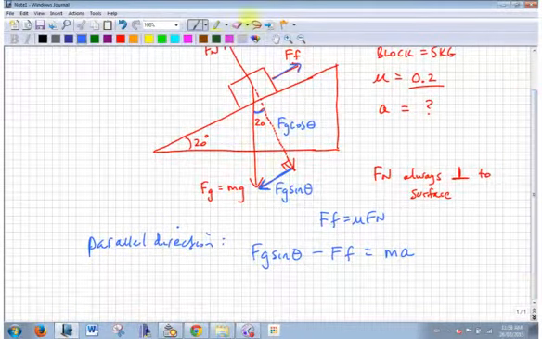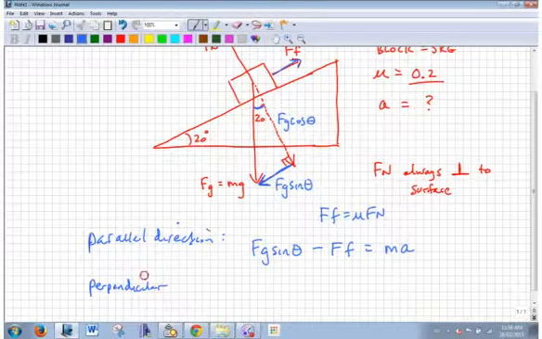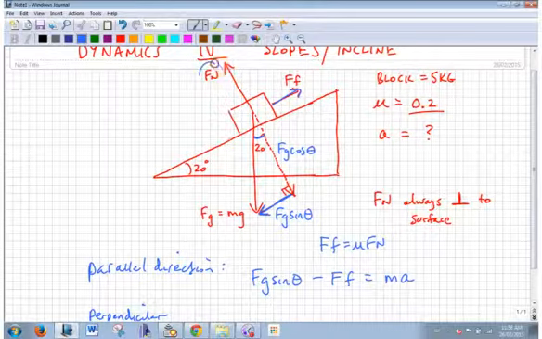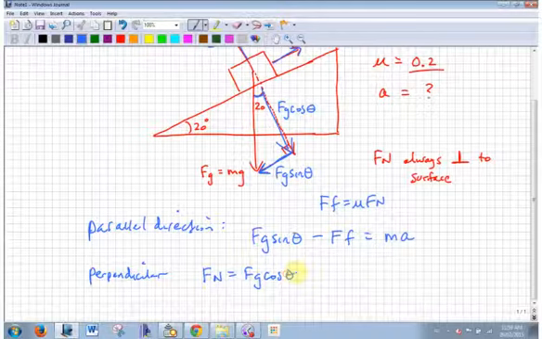And then I'll write the other equation. What's happening perpendicular? Is this thing moving perpendicular to the surface? We assume it's not, which means this must be equal to that. Okay? So Fg cosine theta equals Fn.